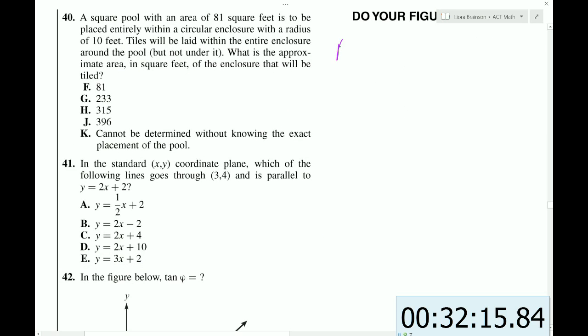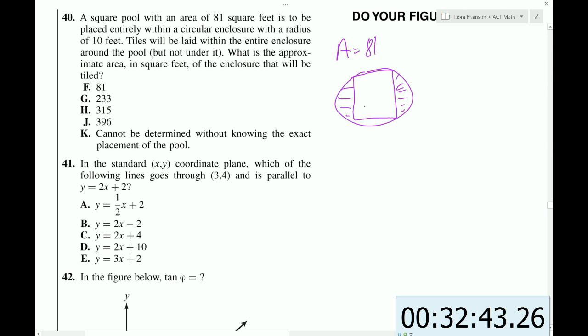A square pool with an area equal to 81 is to be placed entirely in a circular enclosure. Alright, so we have a circular enclosure, and then here's our square pool. Tiles will be laid within the enclosure. Okay, so we have some tiling here. So basically we're going to have to subtract the areas of the circle and the area of the square. What is the approximate area of the enclosure?